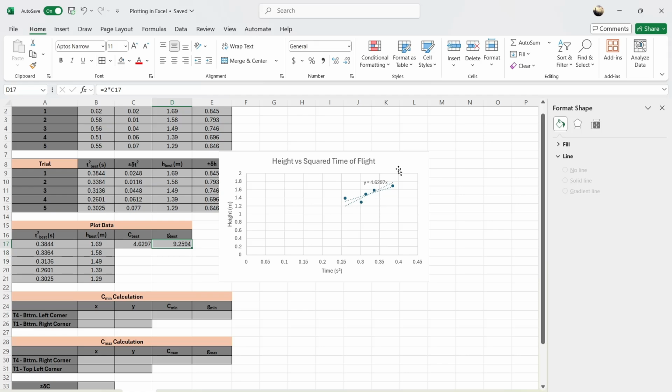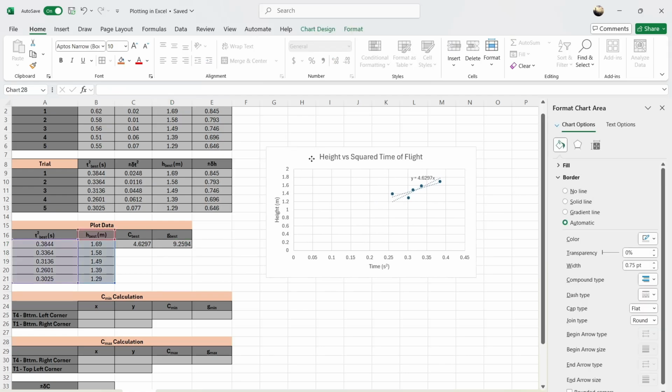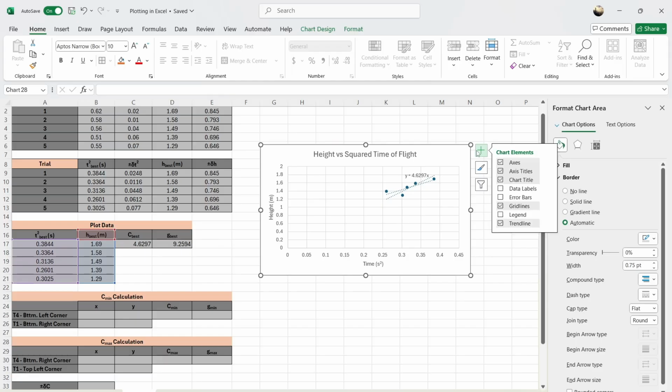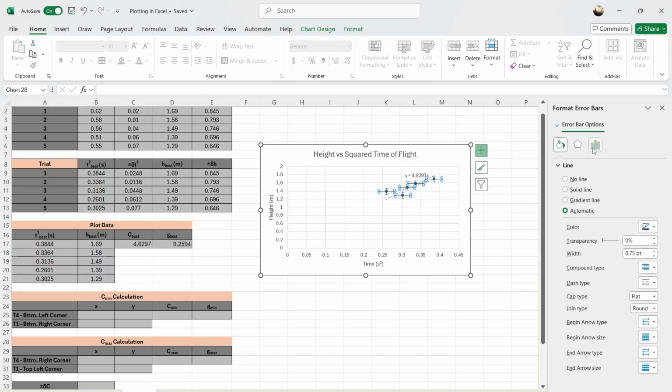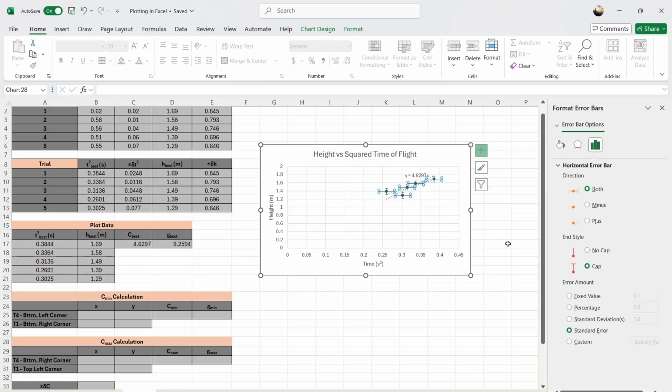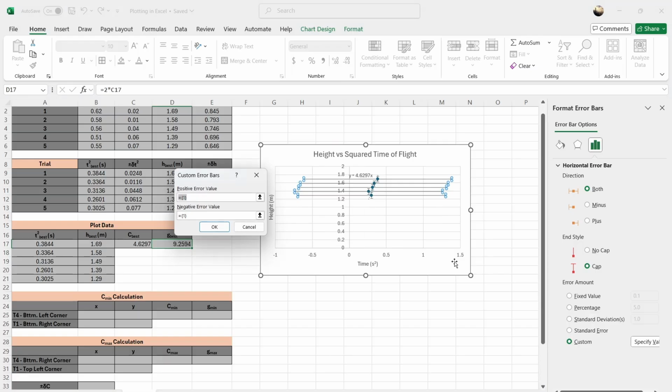So first things first, we need to add the error bars to this plot. So we're going to go ahead, click the plus sign, error bars, go to more options, because we need to do custom error bars. The horizontal error bar represents the x-axis, which is time. So we're going to click custom, specify value, and we're going to use these values for the positive and negative ends of our error bars.